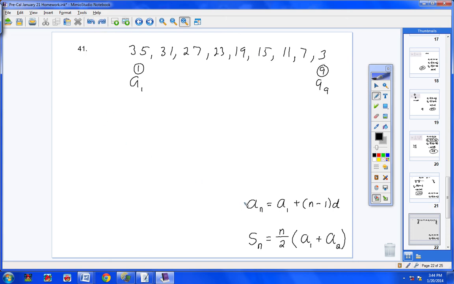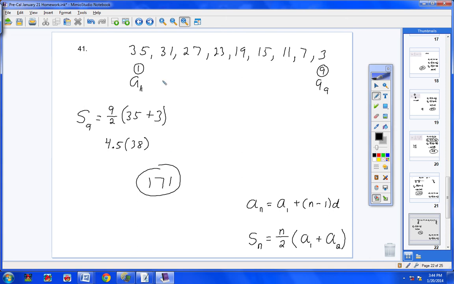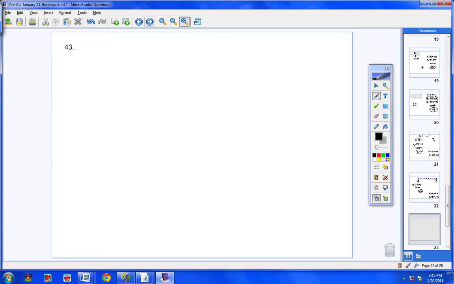Now the next thing they ask us is to find the sum. So here's my sum formula. We're going from term number 1 to term number 9. That's 9 terms. So the sum of 9 terms equals 9 over 2, times your first term, 35, plus your last term, 3. So we have 4.5 times 38, and you'll get 171, and that's the total number of plants. If you were to add all of these numbers together, you would get 171. These are great problems, guys. They really are.